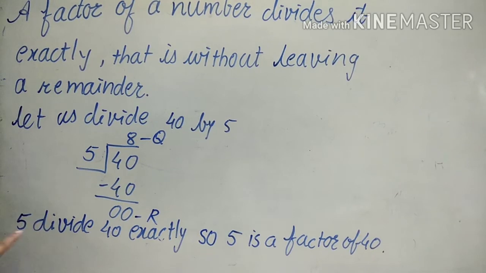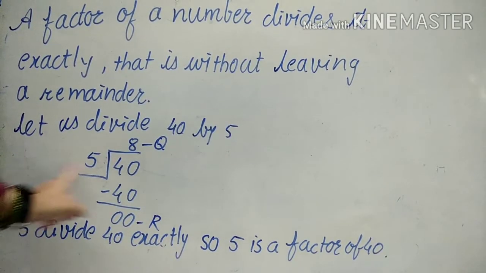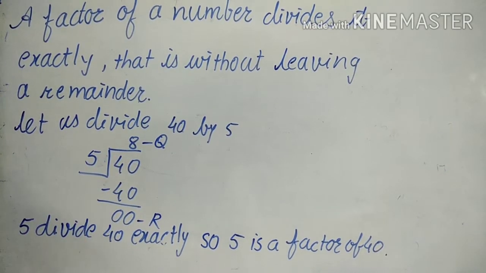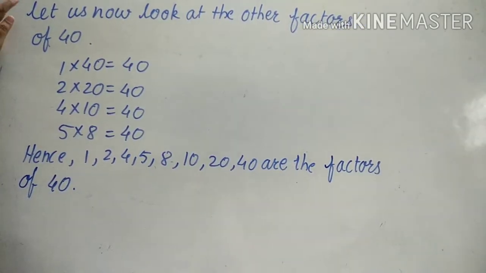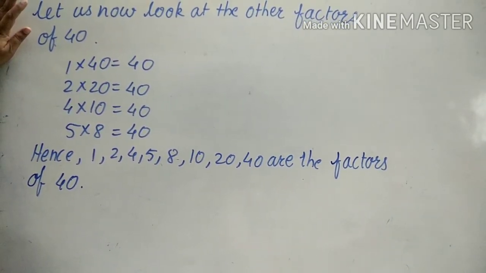That means 5 is a factor of 40. From this I observe that 5 is a factor of 40. Now let us look at the other factors of 40. Let us find out the other factors of 40.